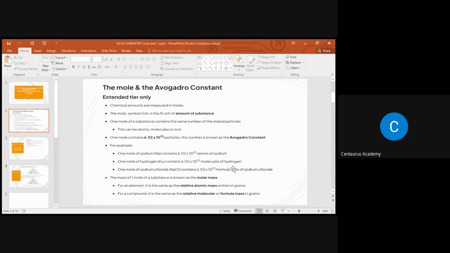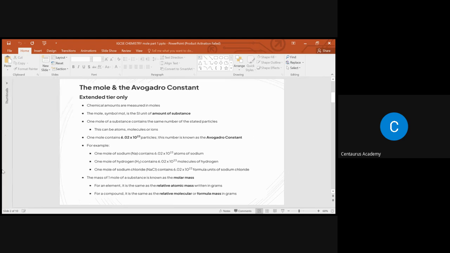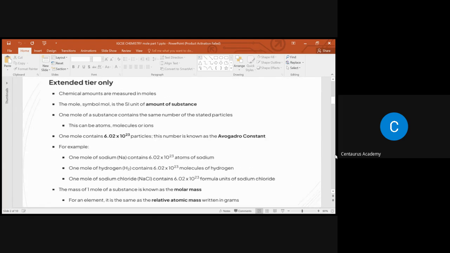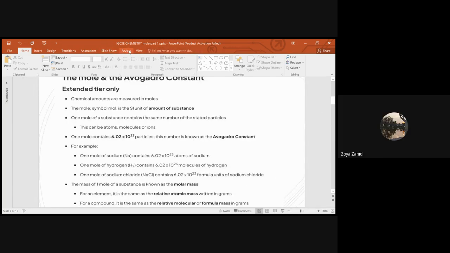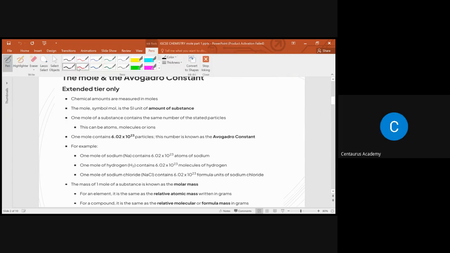Okay, today we're basically going to start off with the mole concept. Whenever any chemical substance is considered, its amount or quantity has to be measured. Chemical amounts are measured in terms of moles. Let me know if the PPT is visible to everyone. Yes. Okay, so it is measured in moles, and the symbol for mole is mol, which is the SI unit of the amount of substance.